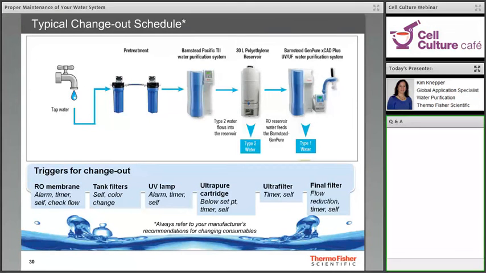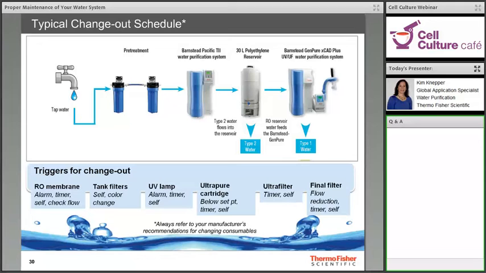So what would be a typical change-out schedule? In some cases, it would depend on the feed water and the usage of the system. But a good general rule of thumb for pre-filters for tap water is that they're going to need to be replaced about every 4 months for average use. But if the lab has heavier usage of water, or if there's seasonal changes, they may need to replace those more frequently. Don't skip this step. The RO pretreatment is critical to the health of the entire rest of the system.